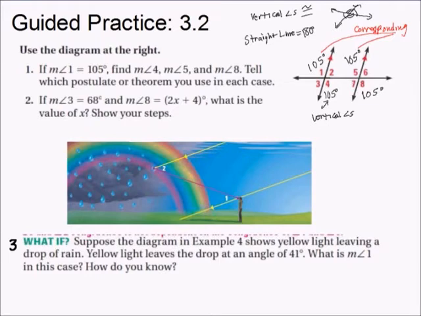Look at 1 and look at 8. They are on opposite sides of your transversal, which is this line right here. So 1 and 8 are congruent because of alternate exterior. Okay, they're on opposite sides and they're on the outside.